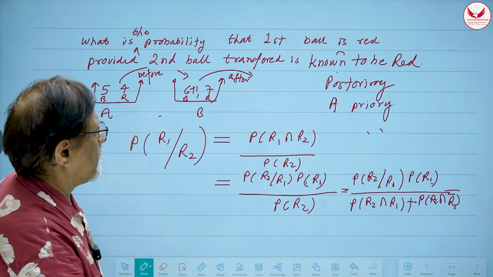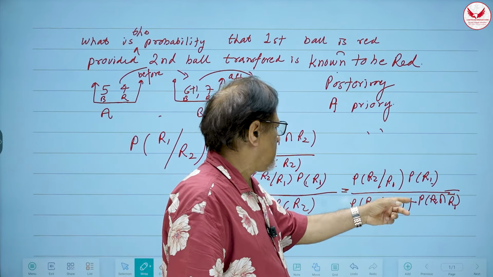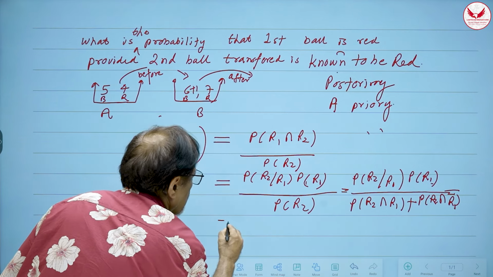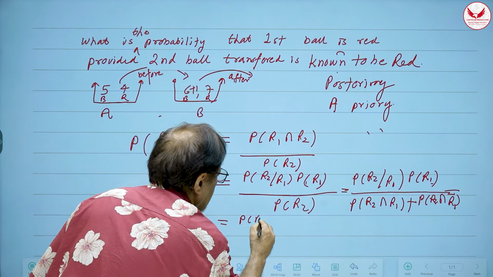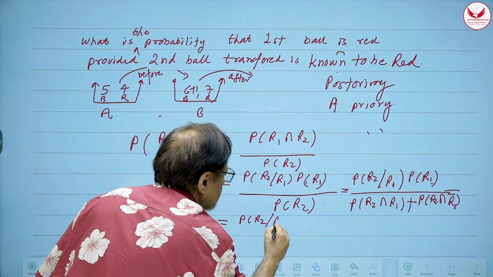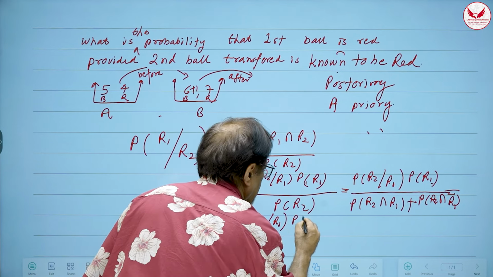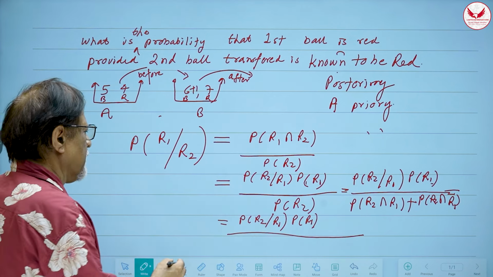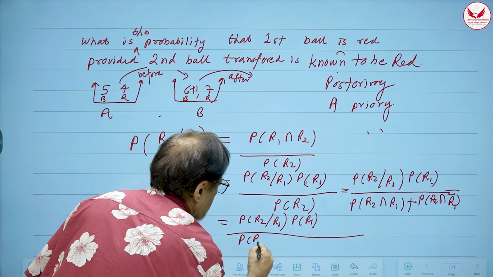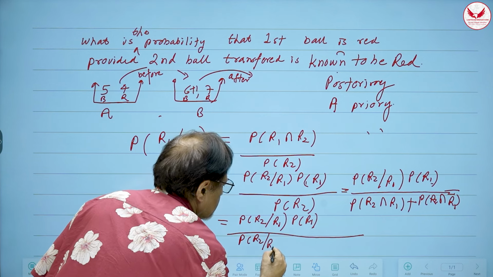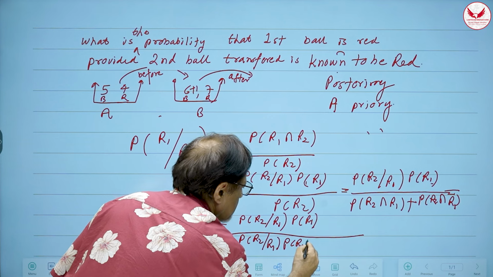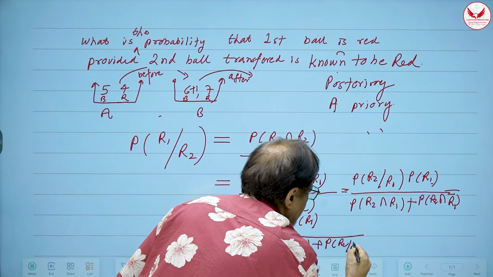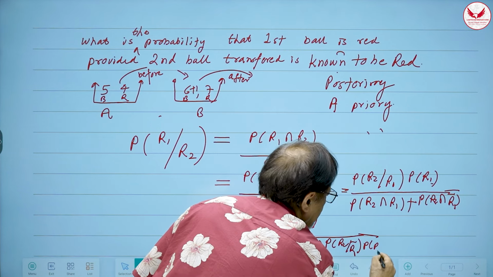Is this clear? Now here I can have this representation or this representation, but I am interested in the posteriori event, so I'll do the same thing here. Probability of R2 by R1 multiplied by probability of R1. Since I am interested in making it posteriori, I will talk about the second event first. Here also I will say probability of R2 by R1 bar multiplied by probability of R1 bar.